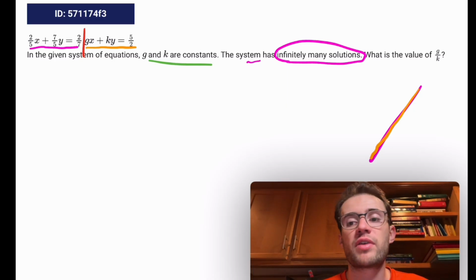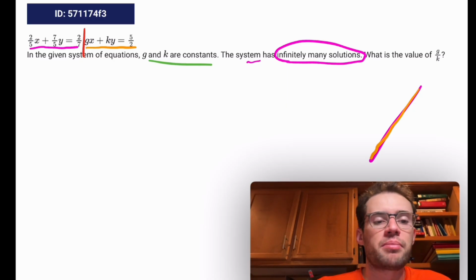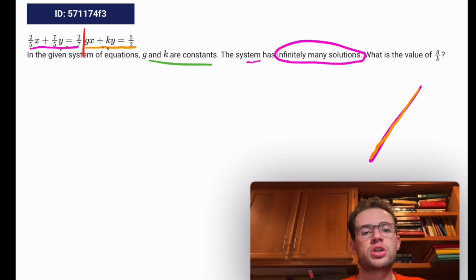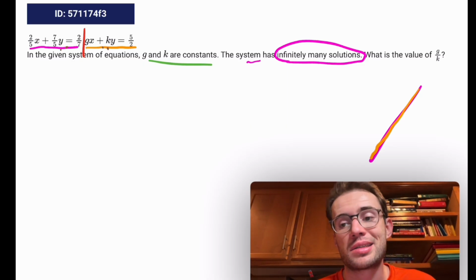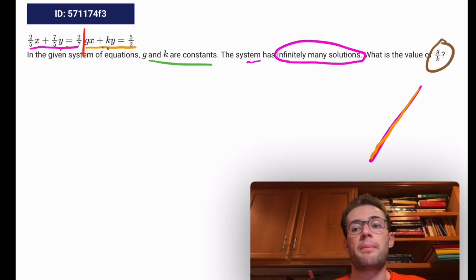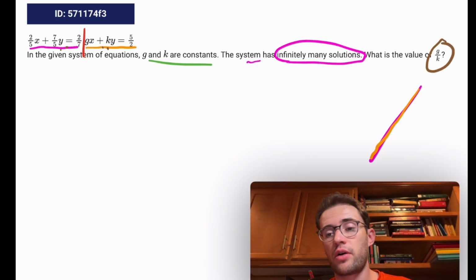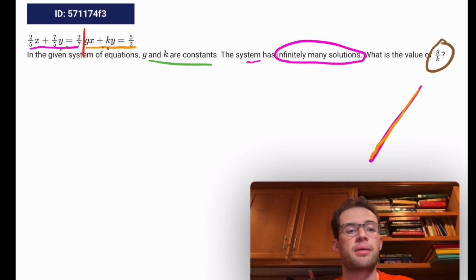So we basically have to figure out what values of g and k would make these equations the same. This one I underlined in pink, this one I underlined in orange. And then, again, you have to divide the value of g by the value of k. That will be your answer. So make sure you don't do all of the hard stuff, don't do all of the algebra correctly and then forget to divide them at the end.